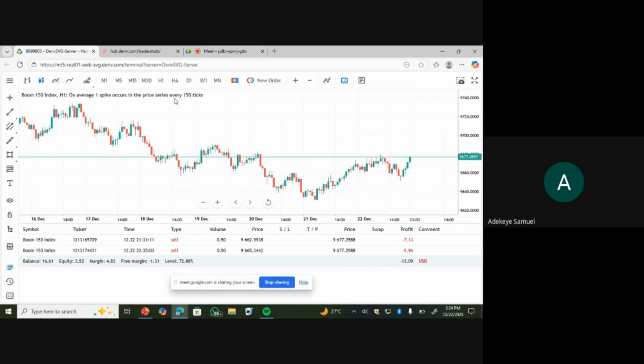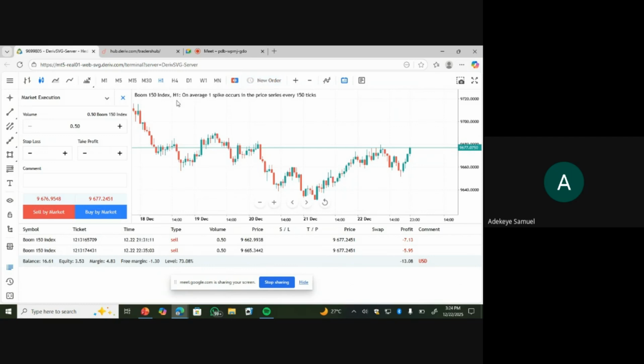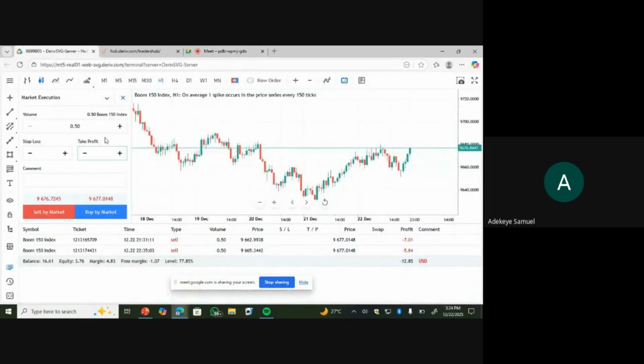Let's say with this particular pair here, I want to buy Boom 150 now. I'm buying at the current market price, at 0.5 lot size. Market execution. That is for the market execution order.